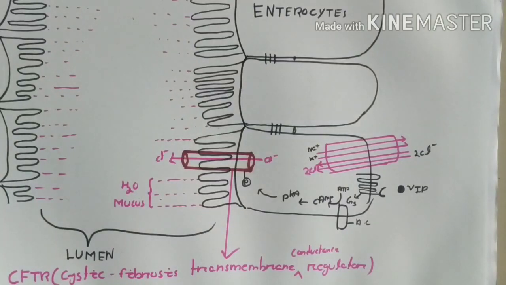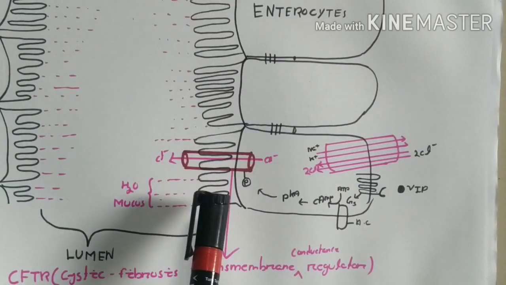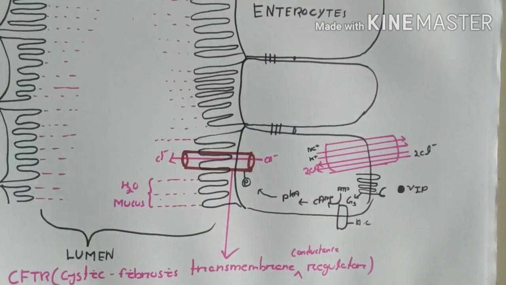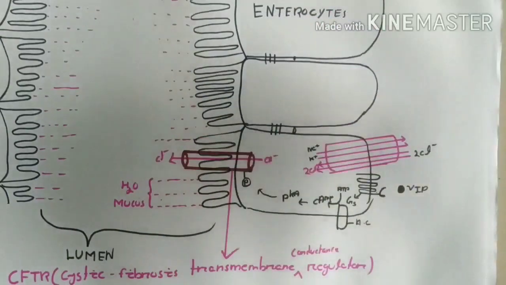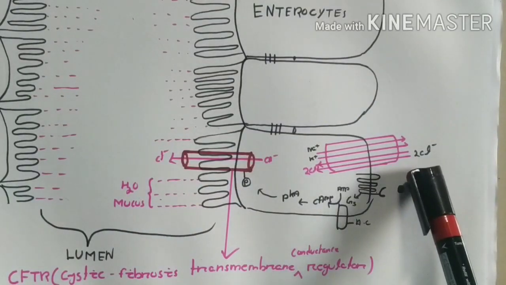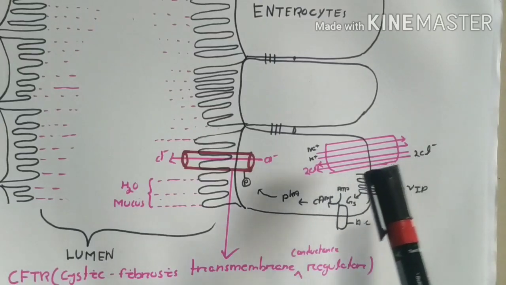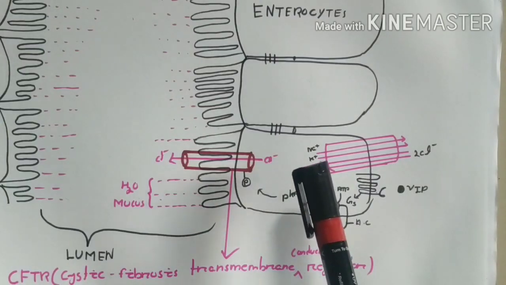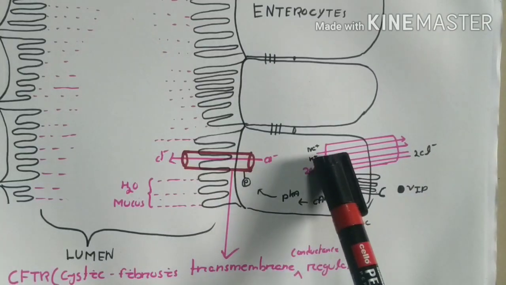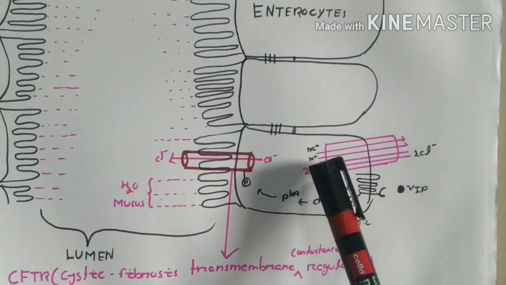Here the CFTR helps in osmosis of the lining of the small intestine. So let's see the mechanism behind it. In the enterocyte, the chloride ions influx into the enterocyte from the outside by the exchange of sodium and potassium ion.